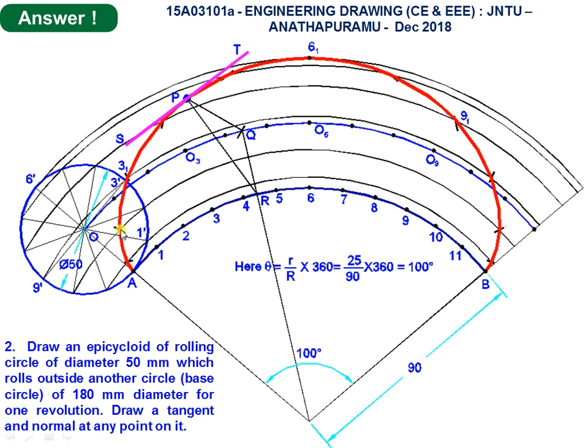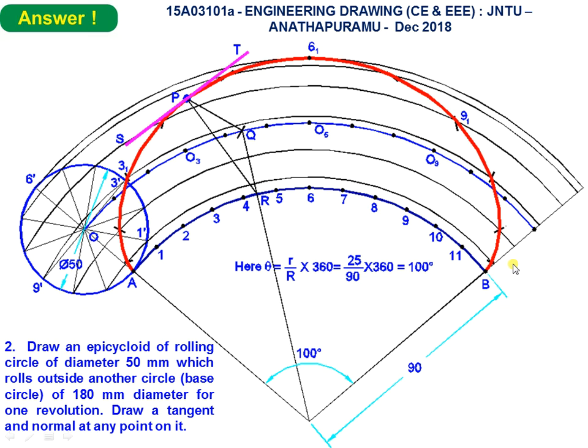For cutting point number 2, with 25 mm, that is the radius of this rolling circle, as radius and O2 as center, cut an arc on the arc which is passing through the point 2 dash. So this is 2 1. Similarly, following the same procedure, get the points 3 1, 4 1, 5 1, 6 1, 7 1, 8 1, 9 1, 10 1, 11 1 and finally B. Join all those points in proper sequence, and that is the epicycloidal profile that you will obtain.